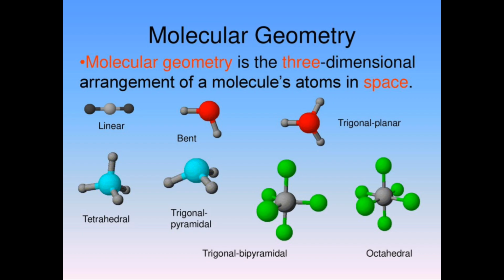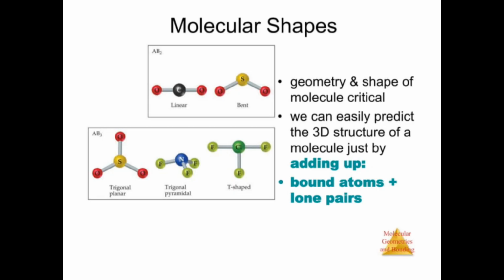Some of these arrangements could give us a geometry like this. We could have a molecular geometry like linear, bent, trigonal planar, tetrahedral, trigonal bipyramidal, and octahedral. Okay, so let's look at molecular shapes generally.